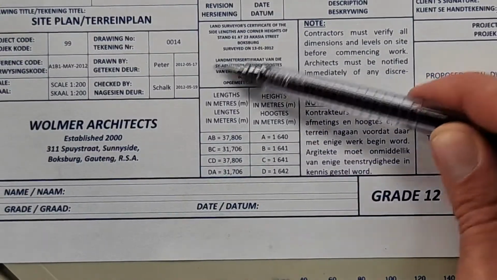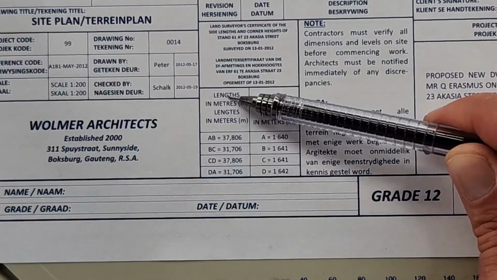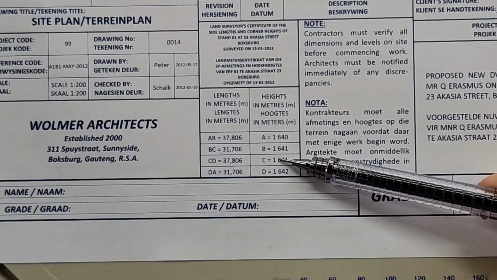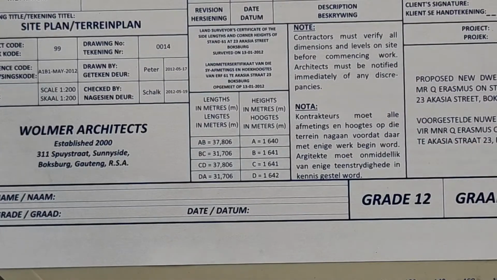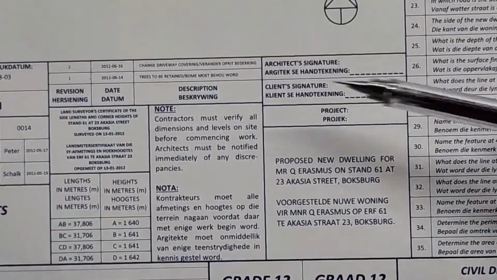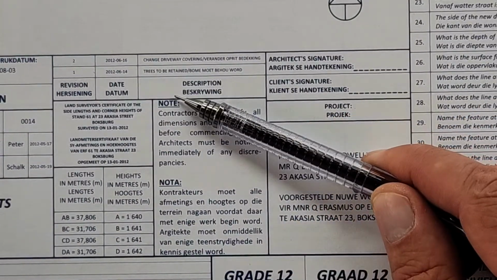So the land surveyor details here are important. Please make sure you read through that. It gives you the length of every side as well as the heights of the different corners. And then notes here for the contractor to verify all dimensions. It again says what the project is for us, and a place for the signatures as well as what revisions we have to take note of.